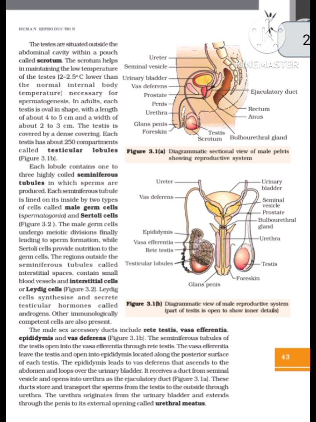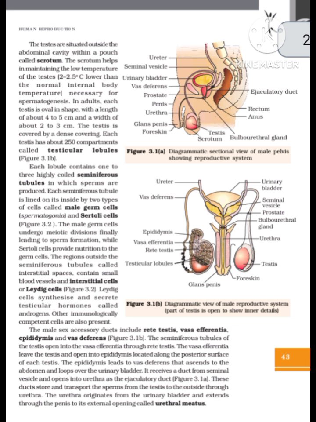Leydig cells synthesise and secrete testicular hormones called androgens. Figure 3.1b. Diagrammatic view of male reproductive system. Part of testis is open to show inner details. Other immunologically competent cells are also present.